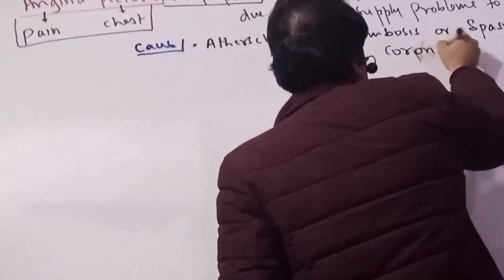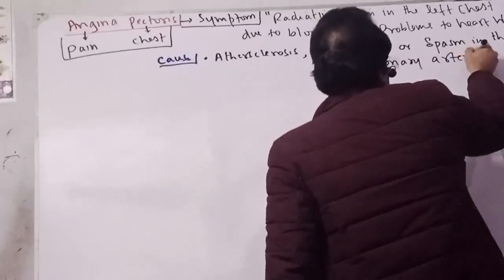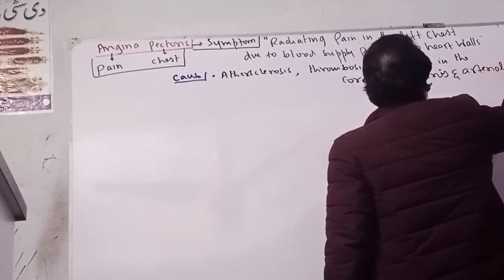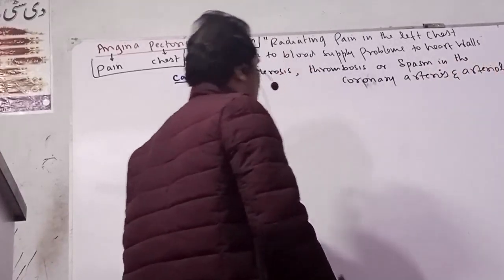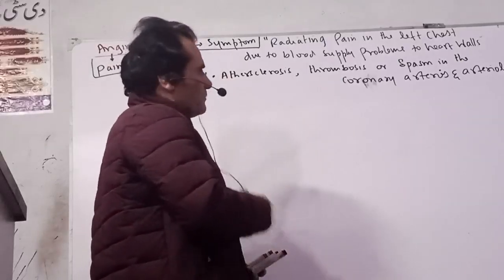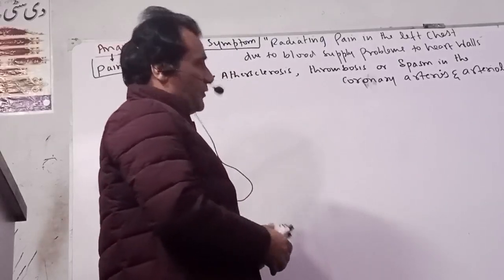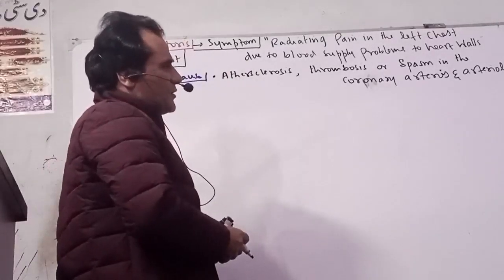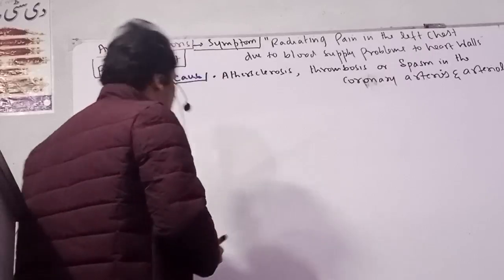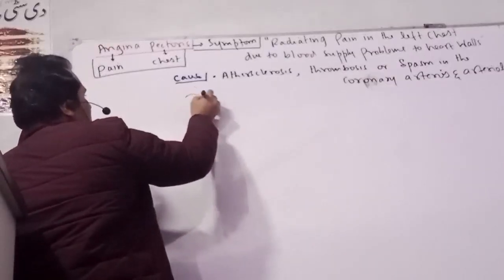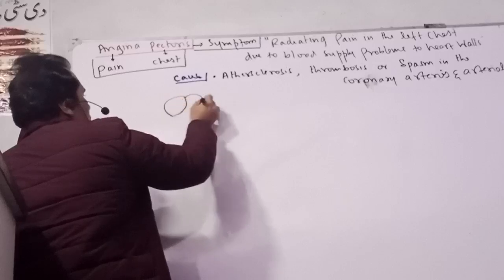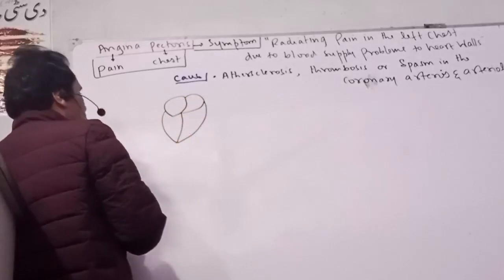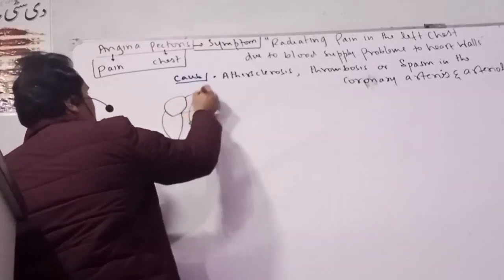Coronary artery disease, arterioles disease. Arteries and arterioles, the other branches. The blood supply problem causes pain. Atherosclerosis will affect the coronary artery, the arterioles. The heart's blood supply, for example the left ventricle, needs blood for its contraction.